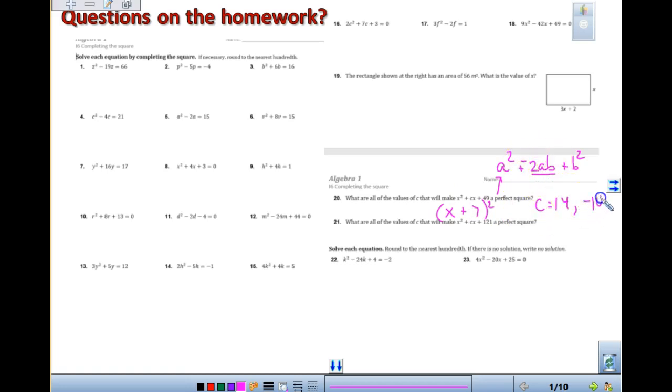Does that make sense to everyone, how those two values come about? This is your A, the x. This is your B, the 7, and you're just looking at that middle term, the 2AB. Okay? Number 31 and 32.